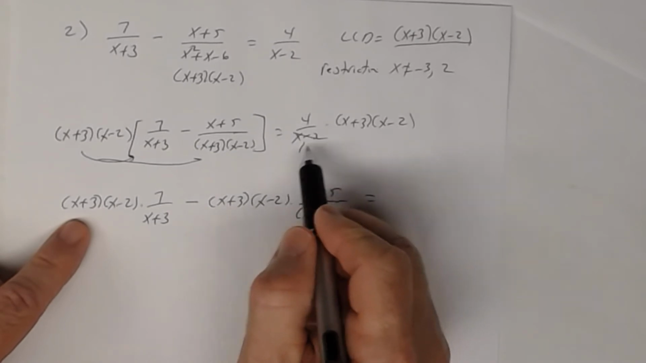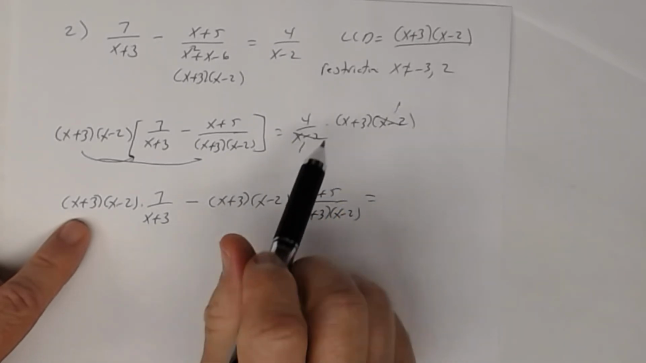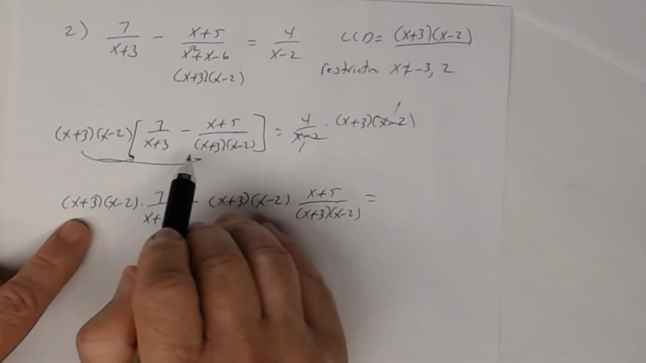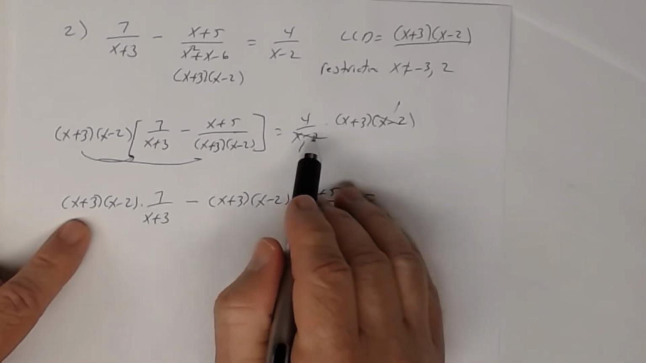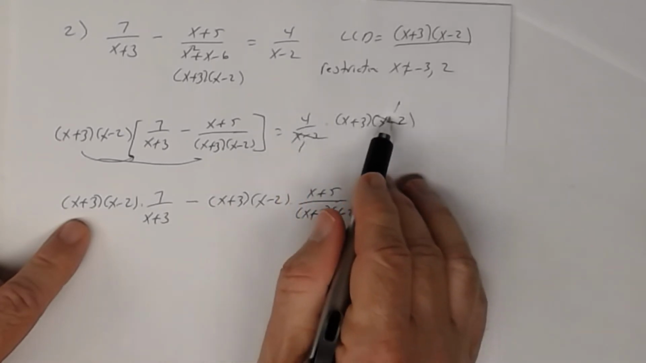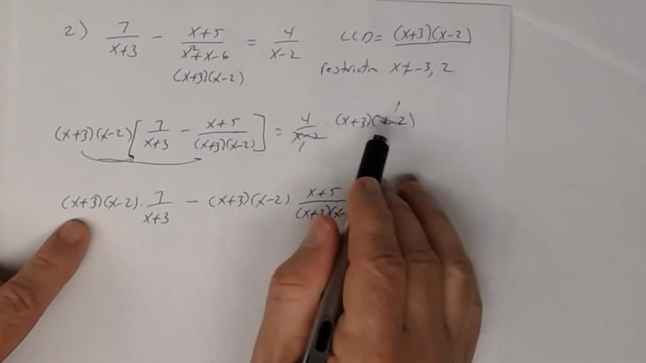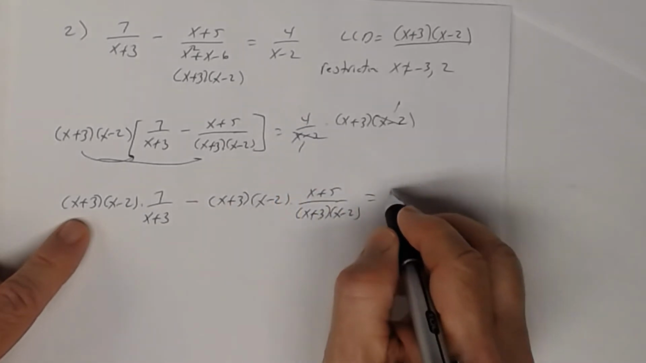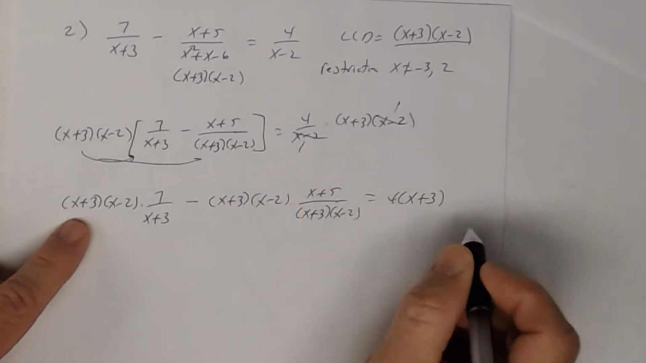Now I'm running out of room, so I'm going to go ahead and reduce these factors now. So x minus 2's divide out. Remember, the whole purpose of multiplying by the LCD is to get 1's in these denominators. And so you're left with 4 times 1 is 1. And so, I'm sorry, 4 times 1 is 4. And 4 times x plus 3. Okay, now let's go ahead and reduce these.